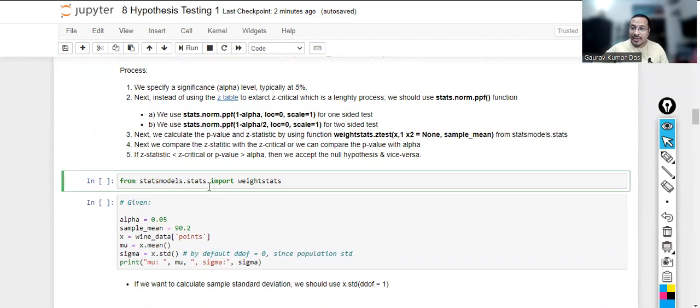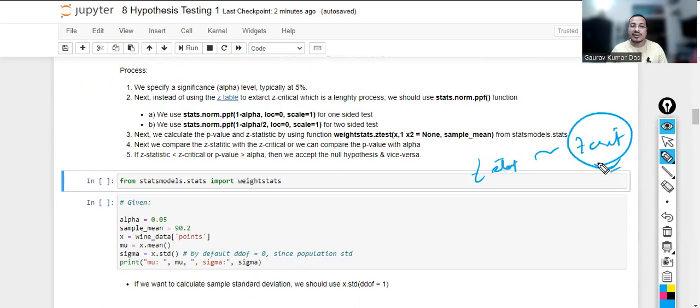So we have two ways of inferring from hypothesis testing, right? Whether the null hypothesis should be accepted or rejected. One way is by comparing the calculated z-stat with the z-critical value. This z-critical value is typically calculated from the Z table, and here we will not do that. We'll be using a different function to calculate it. The other way is by comparing the p-value with alpha. Now, alpha is something which we already assumed, typically 5%, right?